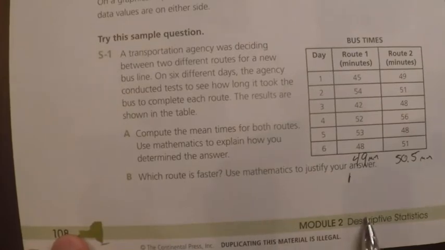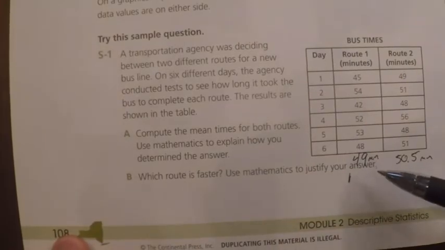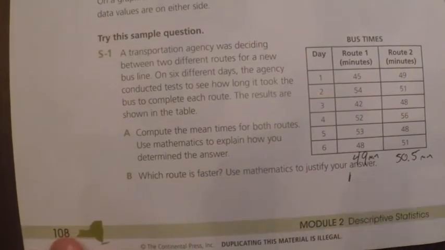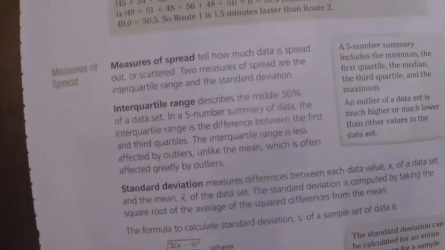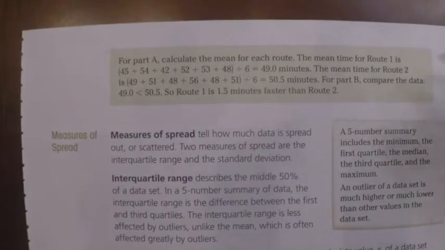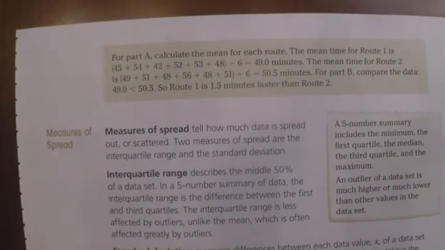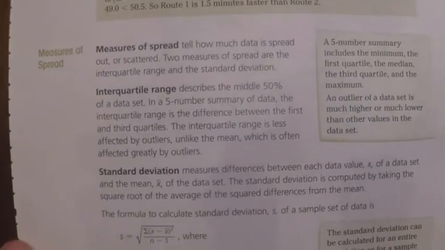And then which route is faster? Well, we would say route 1 is faster because the mean for route 1 was 49 minutes versus the mean for route 2, or the average amount of time for route 2, which was 50.5 minutes. So if you take a look here, right, they give you that explanation up here at the top of page 109. We're going to jump down to measures of spread.